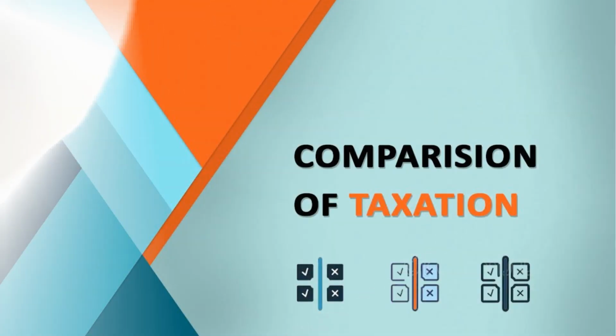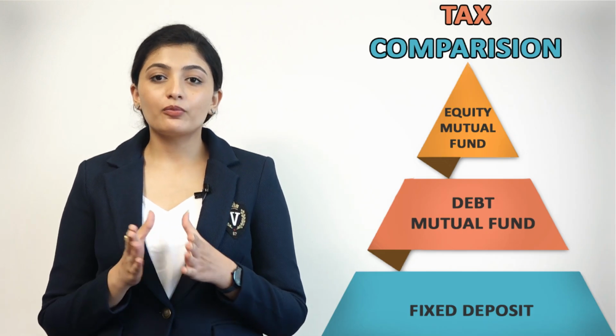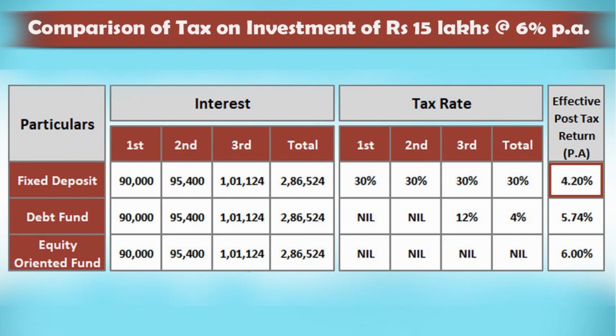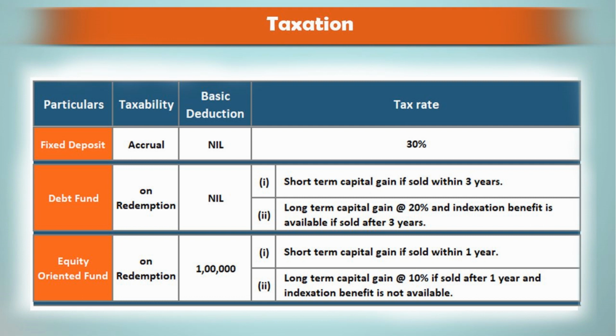Now, when we compare all the three options that we discussed, the effective post-tax return of fixed deposit is 4.2%, that of debt mutual fund is slightly higher at 5.74%, and highest in equity-oriented mutual funds at the rate of 6%. To summarize all the options, the chart will be shown on the screen. To give a clearer understanding, I have also summarized the taxability aspects of all three options in this chart. You can screenshot this for your future reference. In the end, I would advise the investor to research the tax planning opportunities available to them so that they can invest in safe and secure mutual funds to maximize their gains.